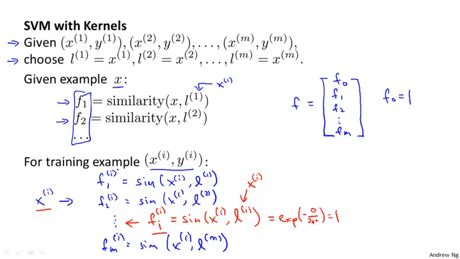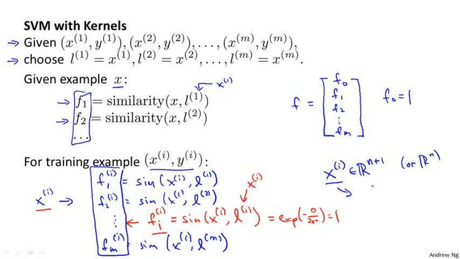And then similar to what I had above, I can take all of these m features and group them into a feature vector. So instead of representing my example using xi, which is this Rn or Rn plus 1 dimensional vector, depending on whether you count the intercept term, we can now instead represent my training example using this feature vector, which I'm going to write as f superscript i, taking all of these things and stacking them into a vector. So f1i down to fmi.